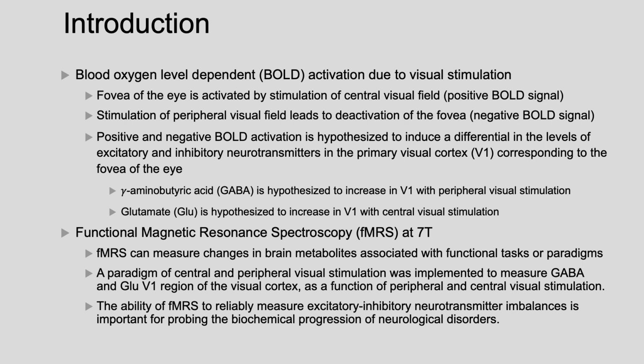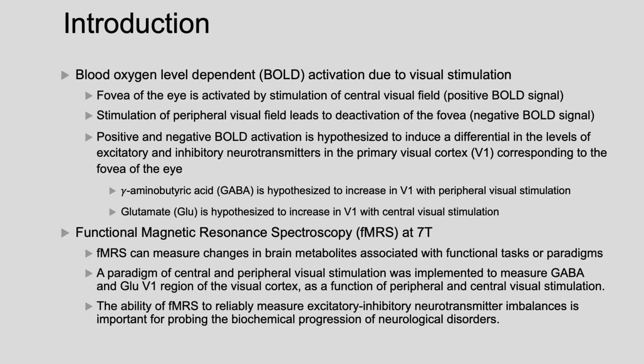The positive and negative BOLD activation is hypothesized to induce an imbalance in the excitatory and inhibitory neurotransmitters within the primary visual cortex, designated by V1, corresponding to the fovea of the eye. GABA is hypothesized to increase in V1 with peripheral visual stimulation, meaning the fovea is not directly stimulated. However, glutamate, which is an excitatory neurotransmitter, is hypothesized to increase in V1 with central visual stimulation. These changes in these metabolites can be measured with functional MRS.